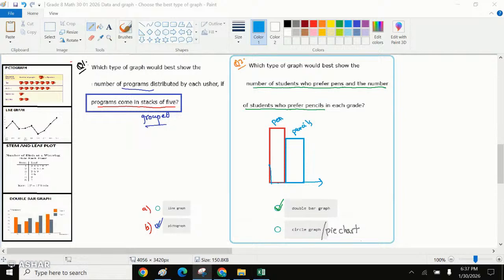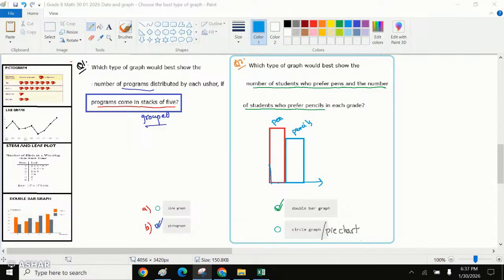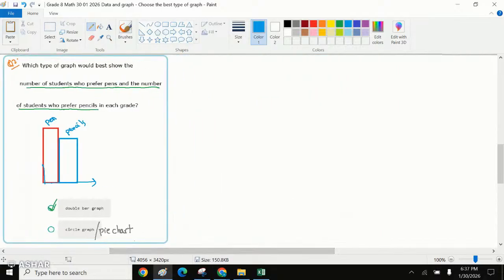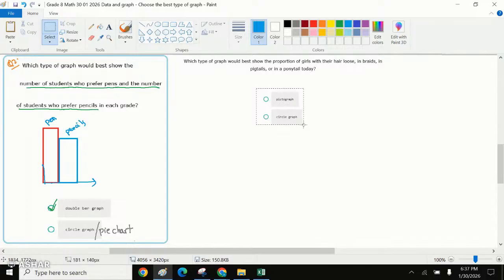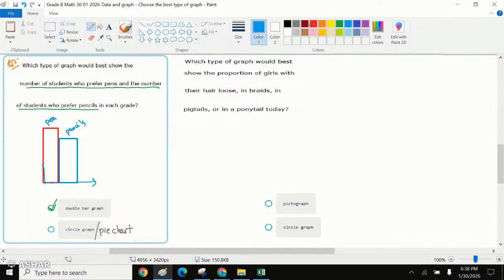The next question says, which type of graph would best show the proportion of girls with their hair loose, in braids, and pigtails or ponytails? Right, okay, great. They have given us multiple choices over here, right? Okay, the girls can have their hair loose, in braids, in pigtails or ponytails.